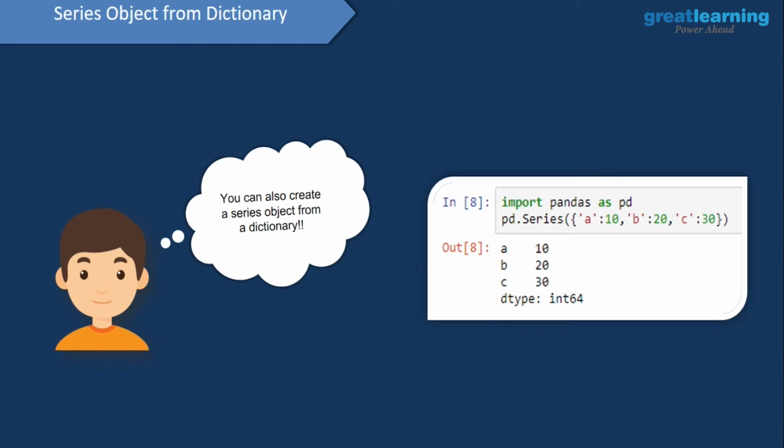Now we can go ahead and see how to create a series object from a dictionary. We have already worked with dictionaries. We know that a dictionary is a key value pair. So here we'll just give in pd.Series, and over here we have 3 key value pairs.